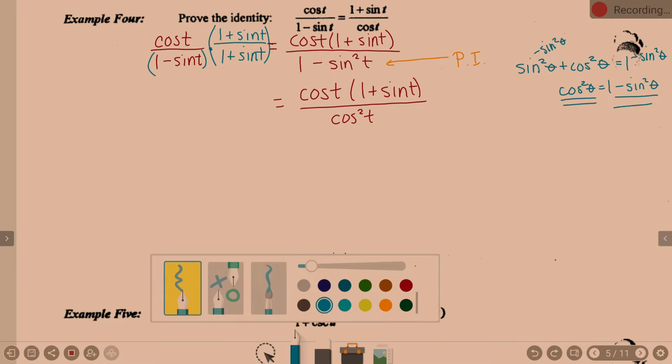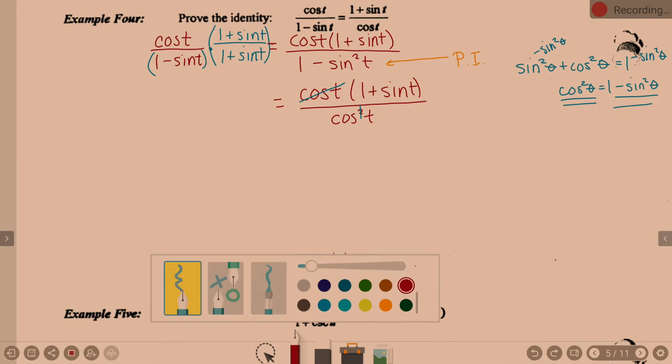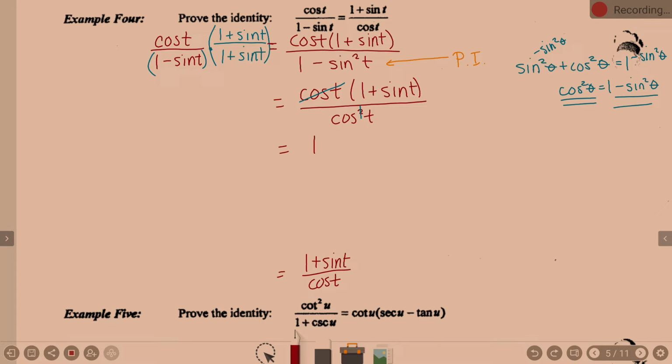Okay, so we have 1 cosine on top, which cancels with 1 cosine on bottom. That leaves us with 1 plus sine t over cosine t, which is our goal.